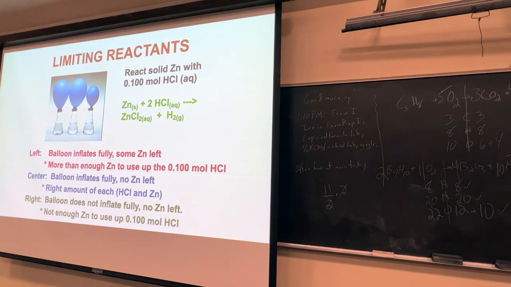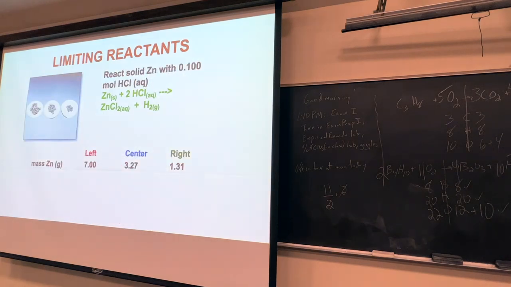On the right side now, we didn't put enough zinc in for the amount of HCl. So there's no zinc left over. But notice how the balloon here isn't as big. That means the HCl, which was a constant, the HCl didn't totally react. So the HCl is the excess reactant here. The zinc is limiting. Now, of course, we can't tell the HCl is left over because it's clear like water, but there is still some there. Here are some amounts to go along with what I just talked about.